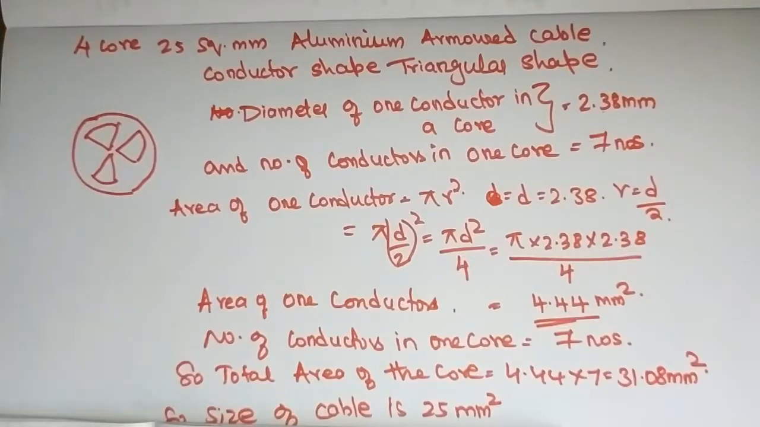Thus, we understood that the size given for a cable means the cross-sectional area of a conductor in a single core, and we have also seen what voltage grading is.